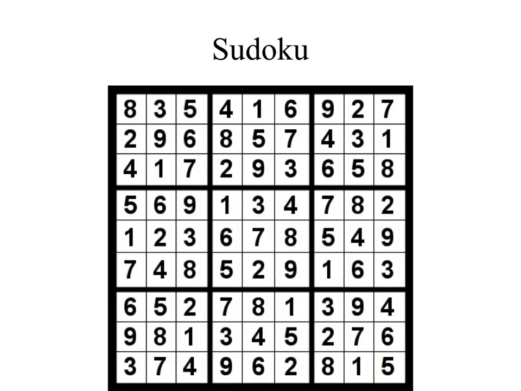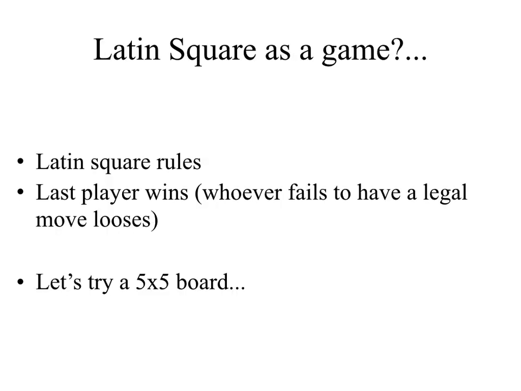Well, I tried to invent a game for two as a Latin square, so using Latin square rules, so no repetition in rows and columns, last player winning, whoever fails to have a legal move loses. It's the common procedure for good abstract games, and I gave it a try in a 5 by 5 board.